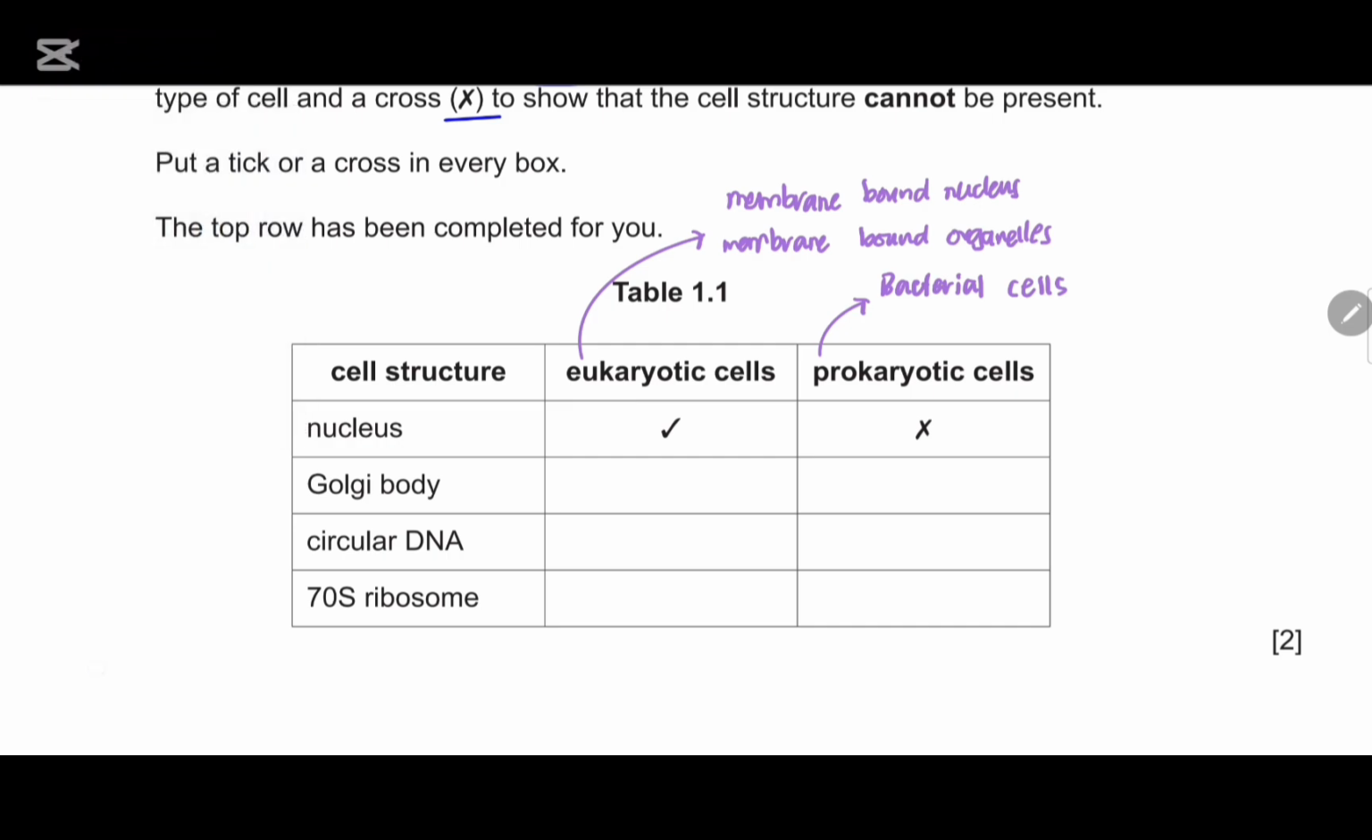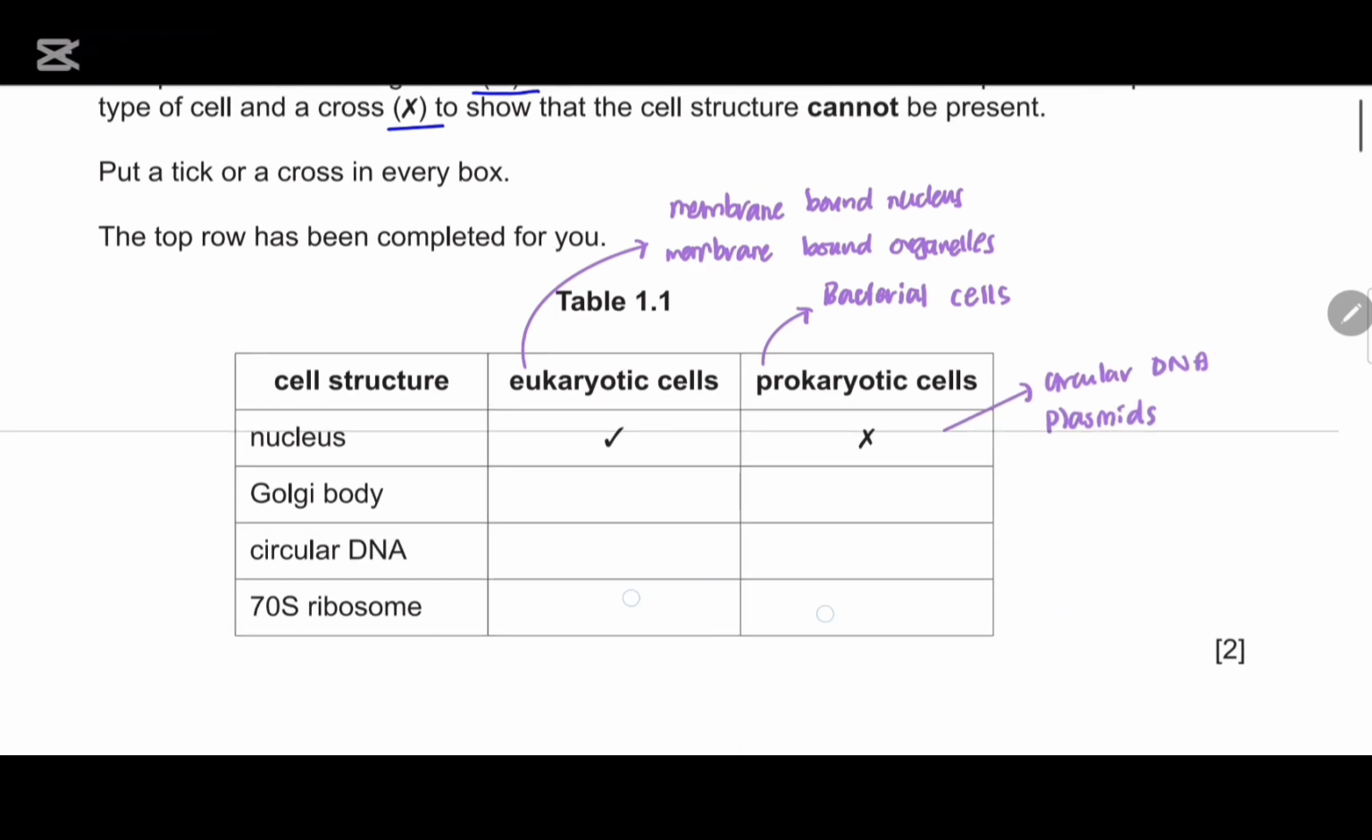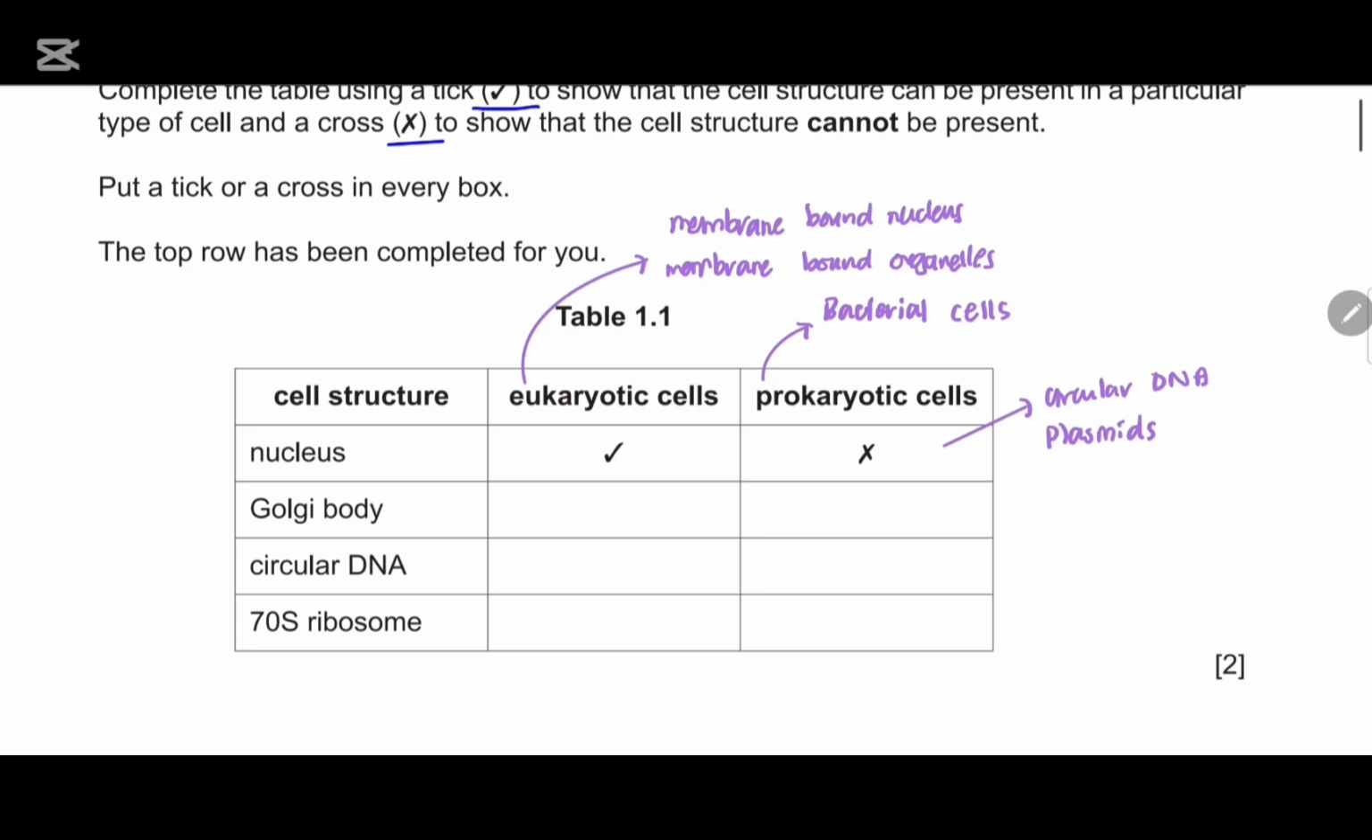All right, so the first row has been ticked and crossed for you. We know that eukaryotic cells have a membrane-bound nucleus. Prokaryotic cells do not have it. In the case of bacteria, it does not have that, but instead it might have circular DNA and plasmids. In case you don't know by now, please remember that plasmids, which we learn in our syllabus, have a role, for example, in antibiotic resistance. So you must recognize and know what plasmids are already.